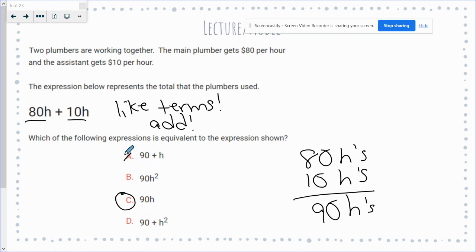It's not option A because we're multiplying the number of hours times how much they make. We're not squaring anything, so B and D are out. It is 90h. If one makes $80 per hour, the other makes $10 per hour. That is 90 per hour together, which is option C. All right, let's keep going.